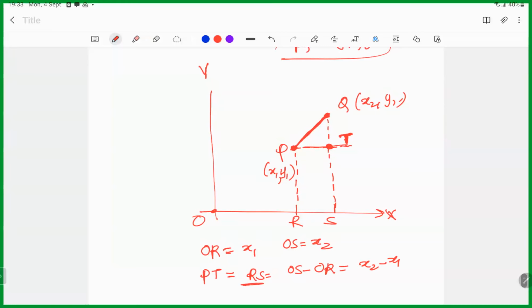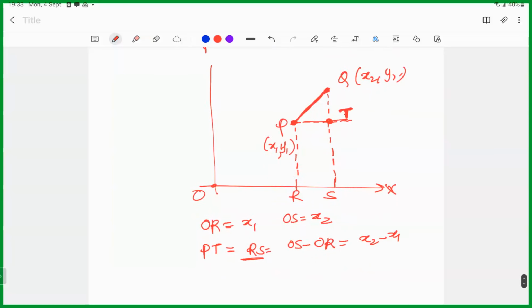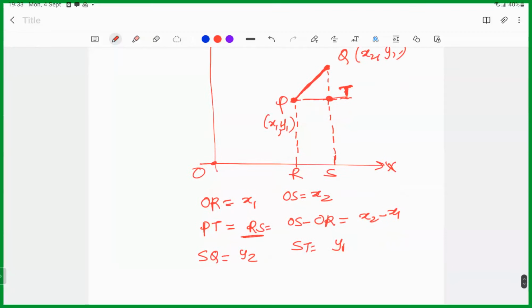How can we find QT? What is SQ? SQ equals y2, right? What about ST? ST equals y1. Right or not? ST is nothing but PR. So ST equals y1. So QT equals SQ minus ST, which is y2 minus y1.